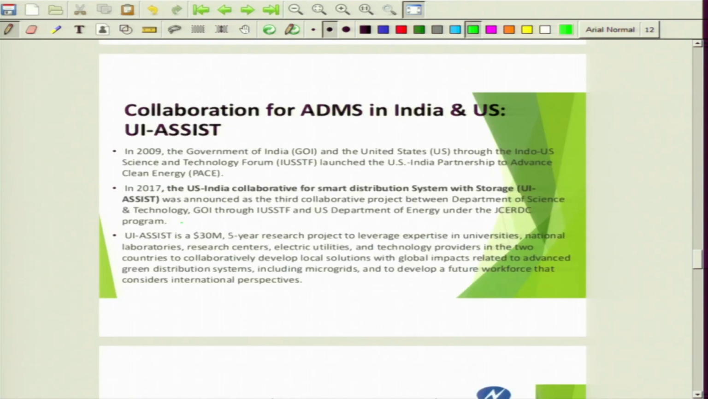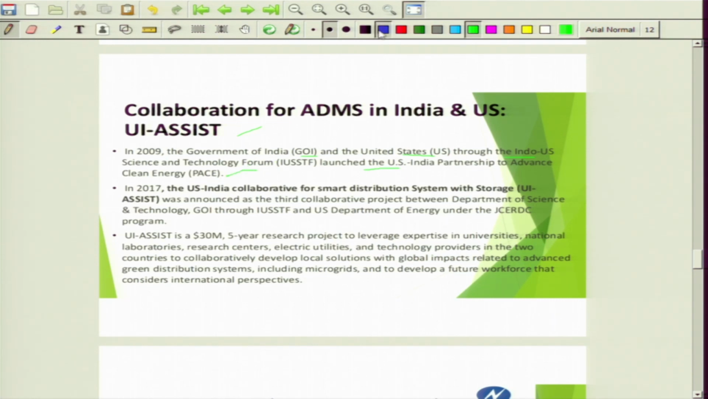So, now I would like to discuss some real time ADMS studies in various popular collaborative research projects and some industry oriented ADMS based toolboxes which have been implemented in real systems. So, the first one I would like to discuss is collaboration for ADMS in India and US. This is a famous project, UI Assist. In 2009, the government of India, GOI, and the United States through the Indo-US Science and Technology Forum launched the US-India partnership to advance clean energy PACE program.